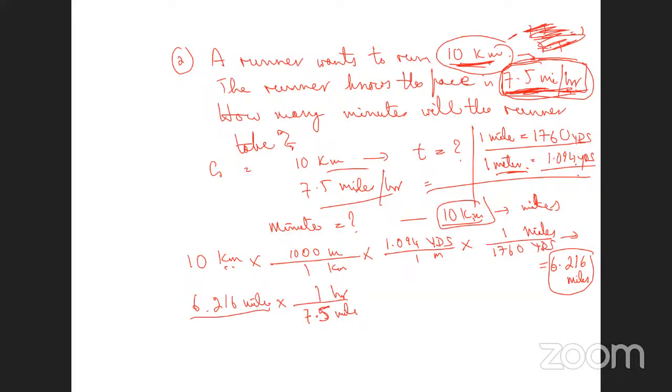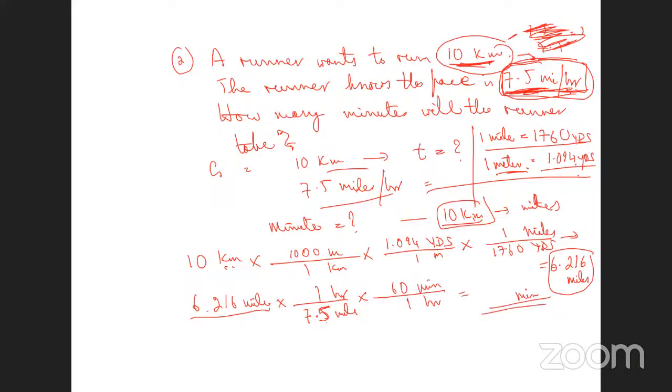Why did I write 1 hour there? Because I need to cancel 1 hour to get into minutes. The moment I divide 6.216 by 7.5, I know the pace, but I have to convert it to minutes. So this 1 hour, I had to cancel it. I put 1 hour here, and on the top I put minutes. So 1 hour, 60 minutes. Now I should get the answer in minutes.